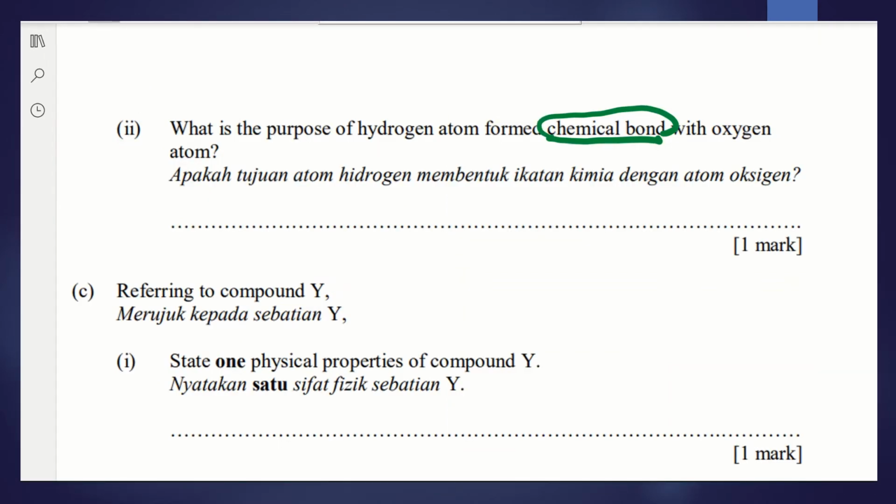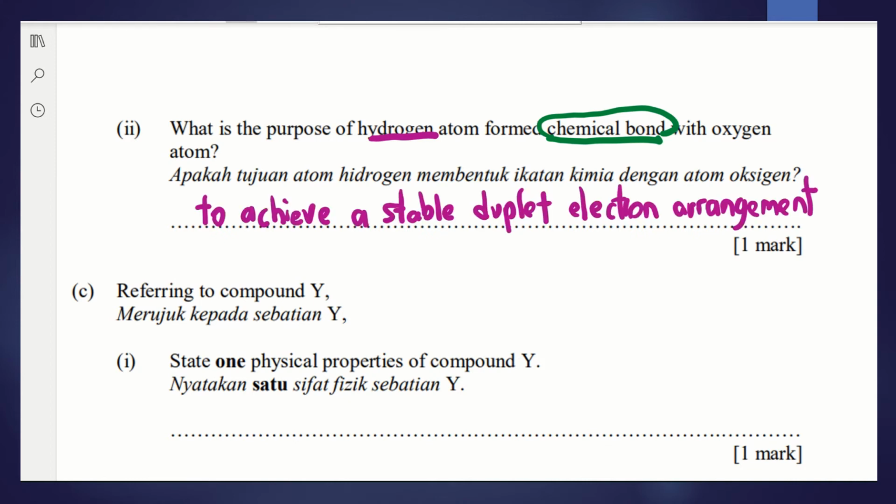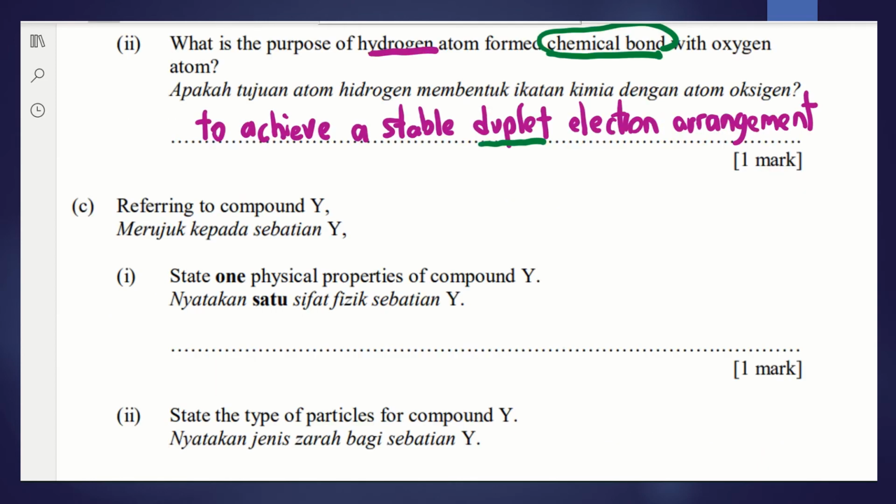Okay, we go back to the question before. What is the purpose of hydrogen atom forming chemical bond with oxygen atom? To achieve a stable duplex electron arrangement. Why duplex? Because hydrogen atom only has one shell. Next question, referring to compound Y, which is an ionic compound, state one physical property of compound Y.